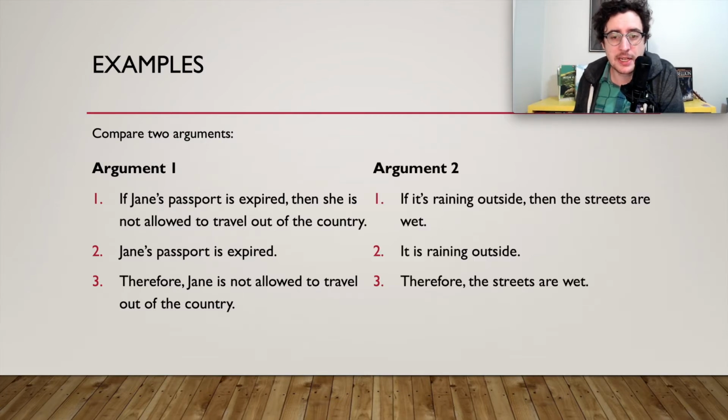Compare this to a second argument. If it's raining outside, then the streets are wet. It is raining outside, therefore the streets are wet. If you look at the arguments, if you compare them, they look very similar in a way, even though they have different topics. The way that they are similar is in virtue of their form.